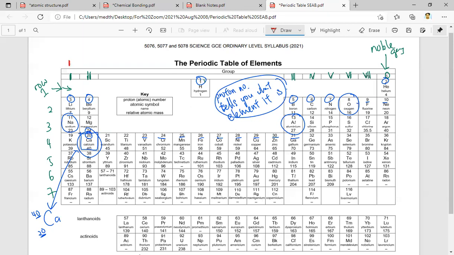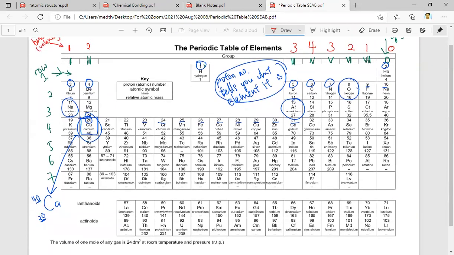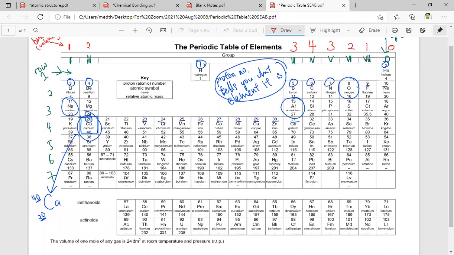Above your group, you write 1, 2, 3, 4, 3, 2, 1, 0. This is what I call the bonding number. In books, they will call it valency. You don't need to know the exact term of this 1, 2, 3, 4, 3, 2, 1, 0, but these numbers are going to be very, very helpful. How helpful are they? Very simple.